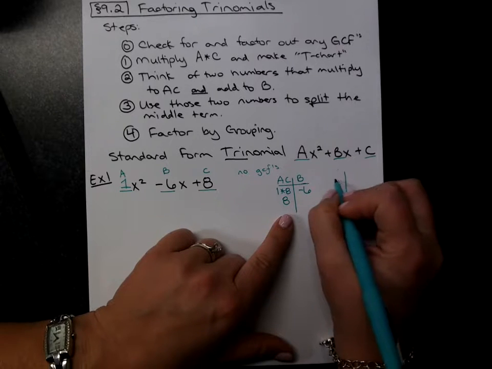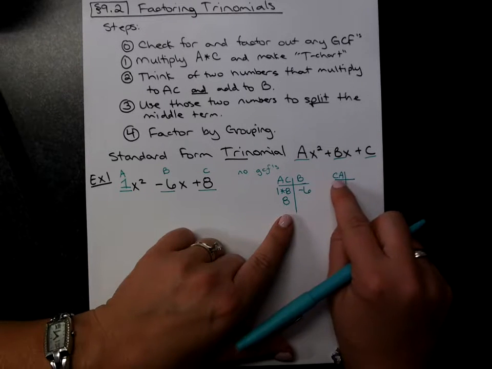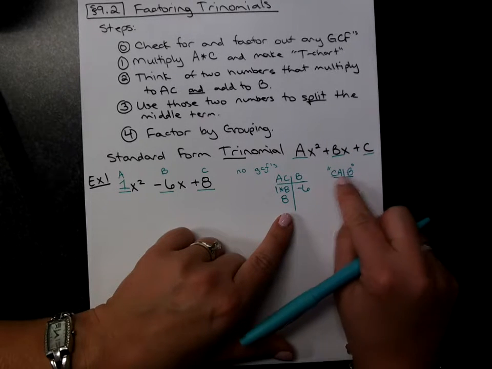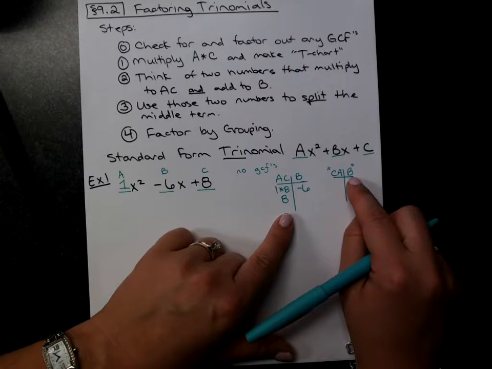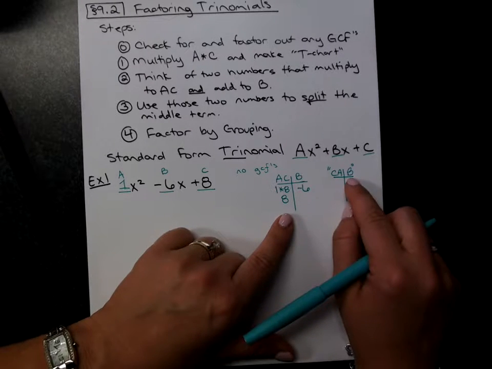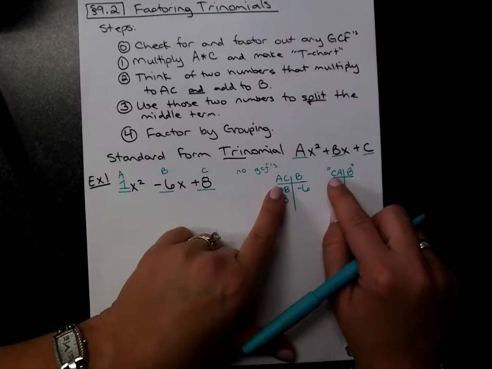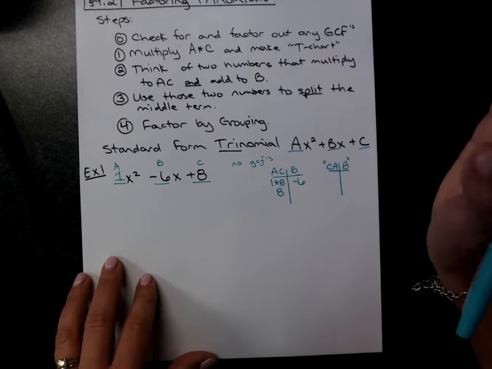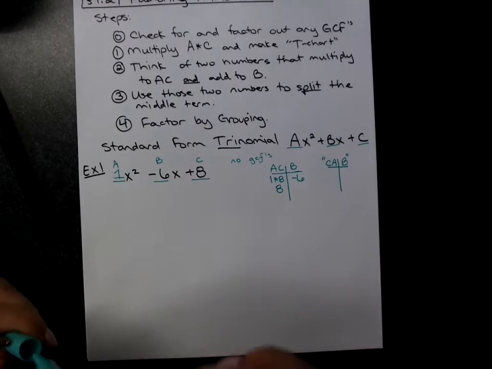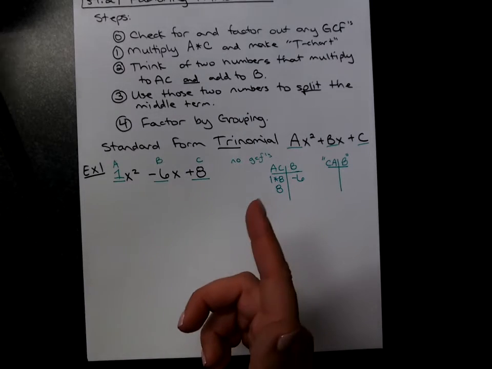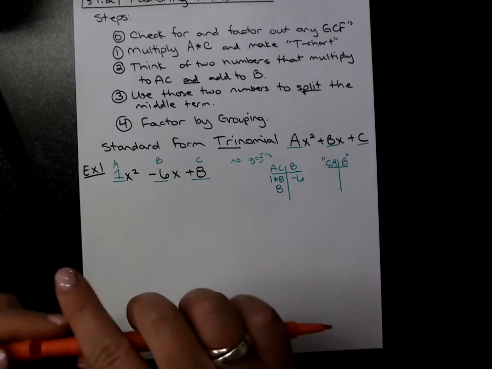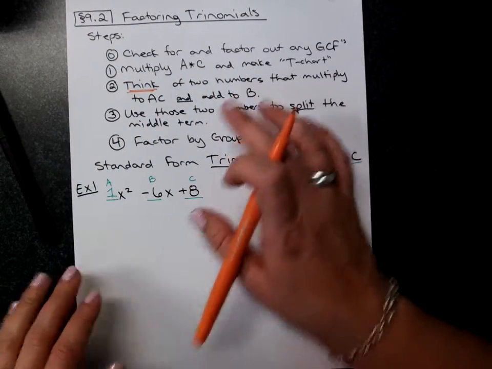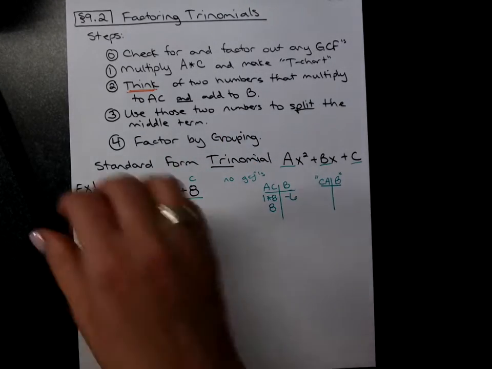Some of my students think of it as C times A, which is the same thing as A times C, and then B, and it spells the word CAB, and that helps them remember how the chart goes. So some of my students will call this the CAB chart, which is just switching the A and the C, no big deal. However, you need to remember it. But the chart definitely helps you see what you're trying to get to. So we've checked for GCFs. We've multiplied A times C and made a T-chart. Here comes the thinking step. So step 2, it says think of two numbers that multiply to AC and add to B.